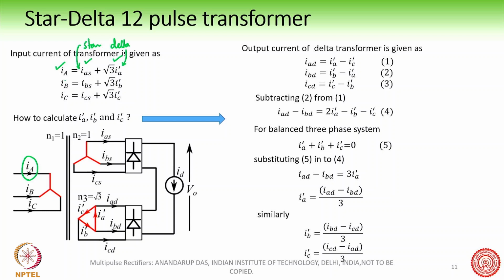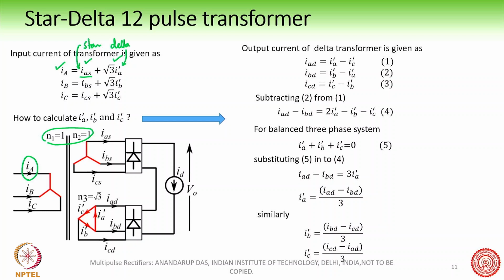Because we have N1 and N2 equal to 1:1, I capital A is IAS, coming directly from the star. N1 I1 is equal to N2 I2, MMF balance, and therefore I capital A is equal to I small as. And what about the delta contribution?